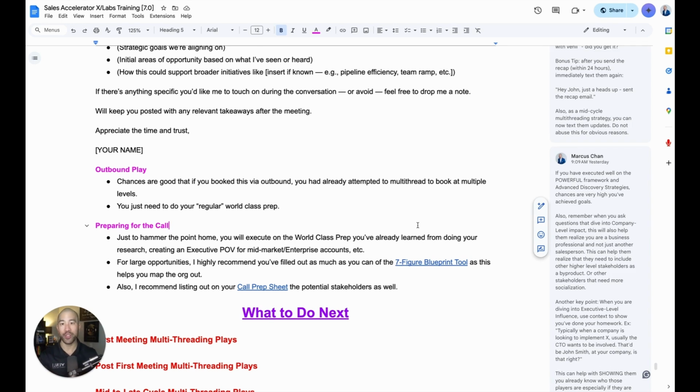We want to minimize it. We want to de-risk that situation so they trust you, so they're going to open the doors for you so you can meet everybody else. Okay. Now, for large opportunities, I highly recommend that you have filled out as much as you can the 7-figure blueprint tool.